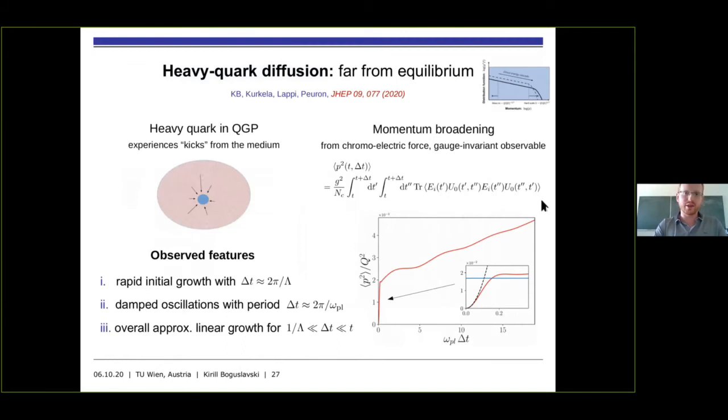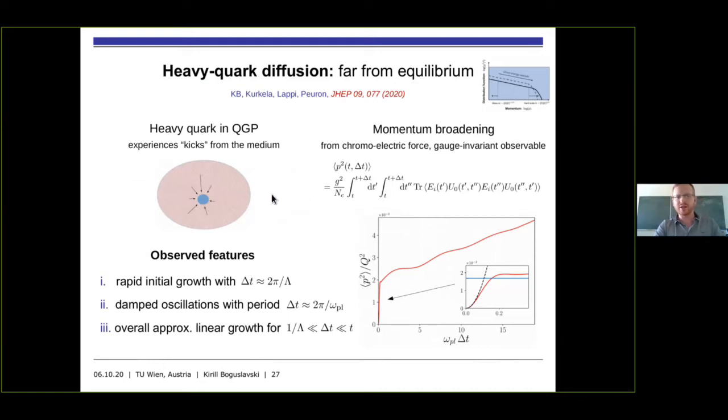So let's start with heavy quark diffusion. Imagine a heavy quark in the midst of a medium which, as I told you, is highly occupied. So we again use the classical attractor that we love and understand.